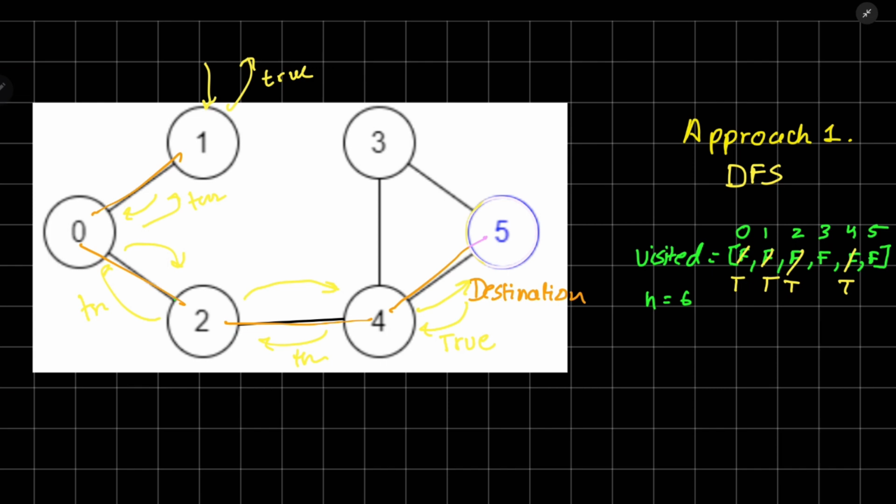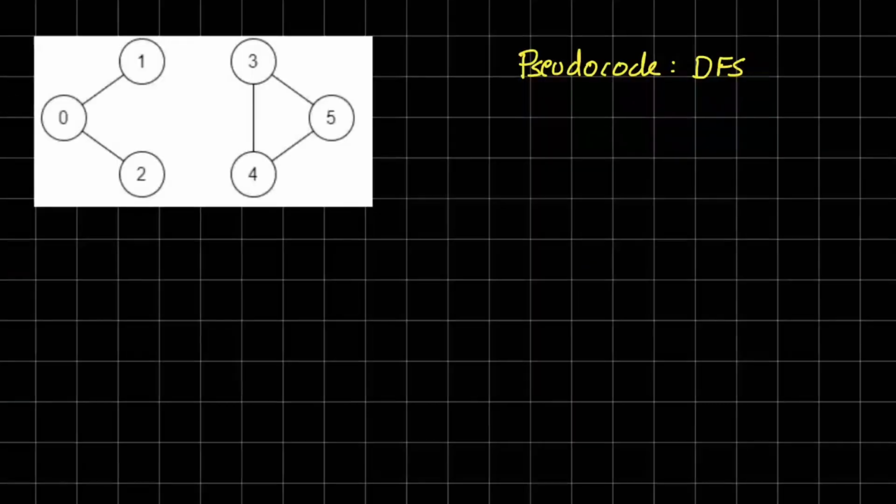Okay, so now let's move to the pseudocode of this problem. So the first function will be validPath. It is of bool type. It has parameters: the number of vertices n, the edges, the 2D matrix that we are given in the question, the source, and the destination.